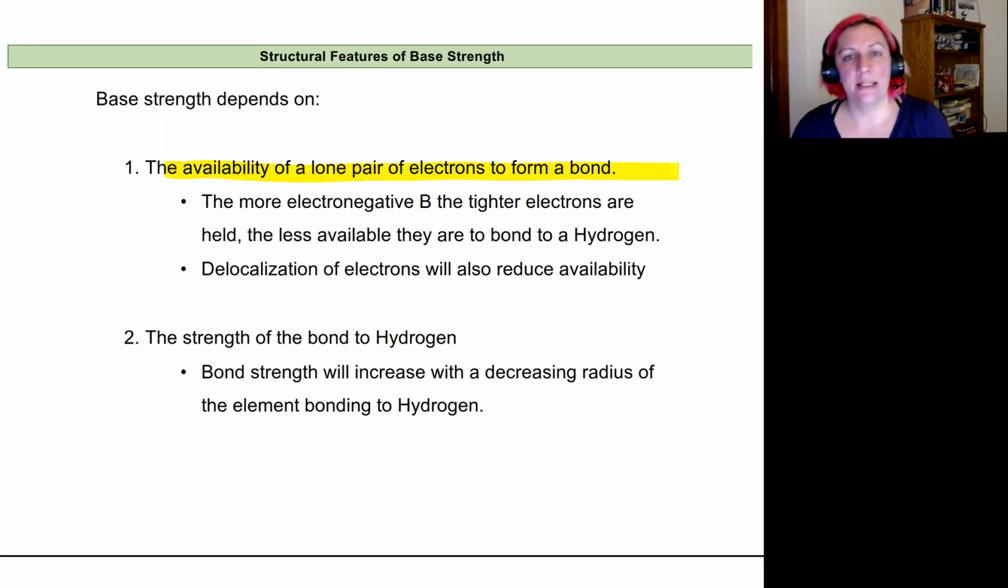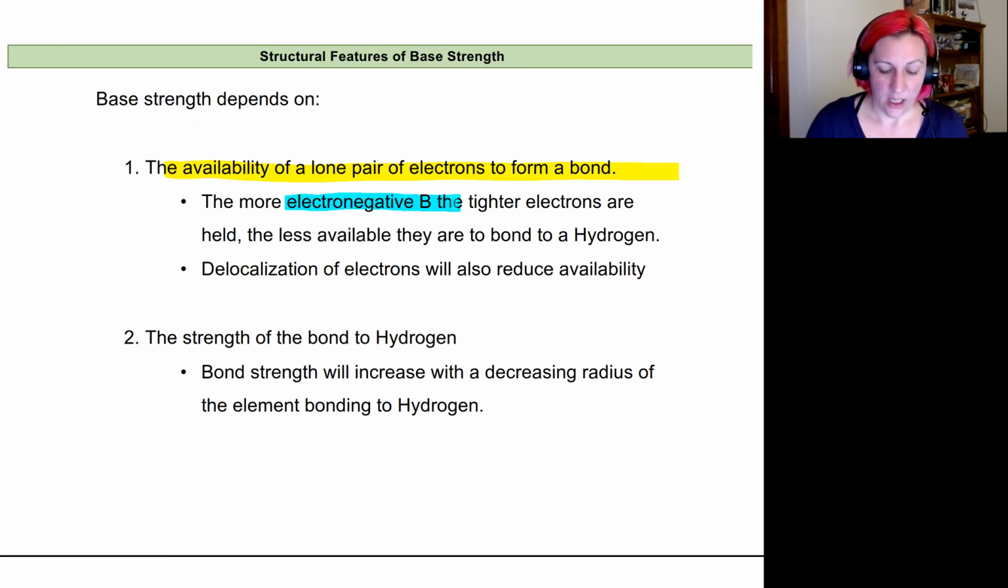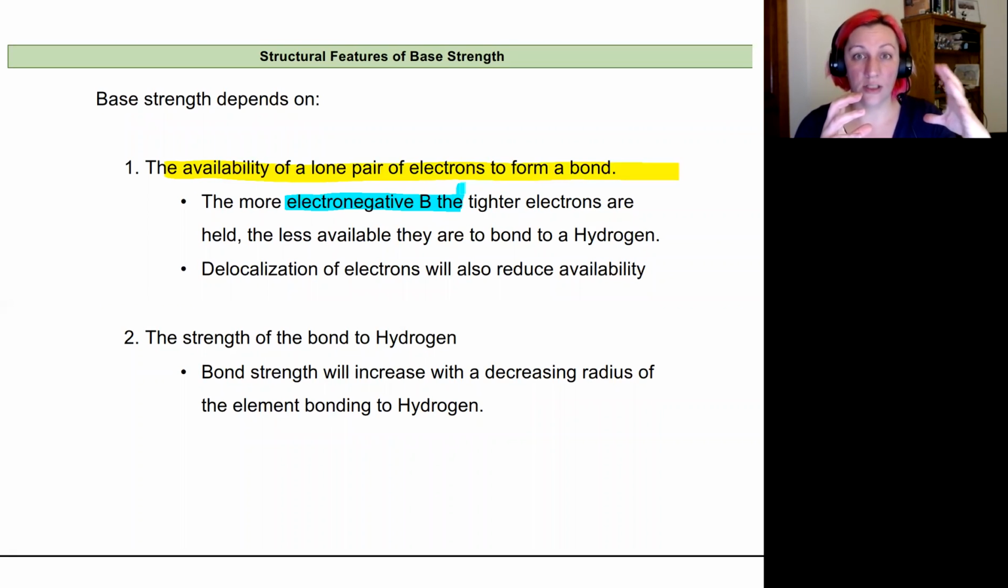When we talk about this availability of the lone pair, what we're looking at is the electronegativity of the base. The more electronegative it is, the tighter it's going to hold those electrons. They're going to be attracted very strongly to the nucleus of that atom, right? If they're more tightly held, that means they're going to be a little closer to the nucleus, and so they're not going to be available to form an attraction to another positive charge. Now, the less electronegative that base element is, the easier it is for those electrons to participate in an attraction to another positive charge, the proton.